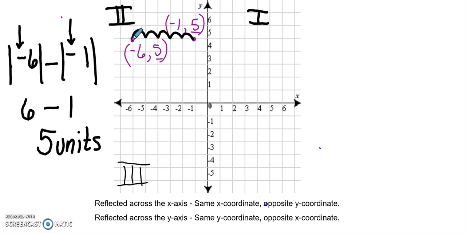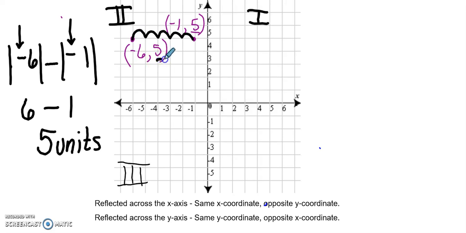Just to summarize, when I have the same x coordinate or the same y coordinate, I know that those 2 points would be in line with each other, and I can use absolute value to find the distance between the 2 points. If the 2 points have the same sign, you're going to subtract the absolute values to find distance between 2 points. If they have different signs, you're going to add the absolute values because they would be in different quadrants. You need to add the absolute value of the coordinate that is different.